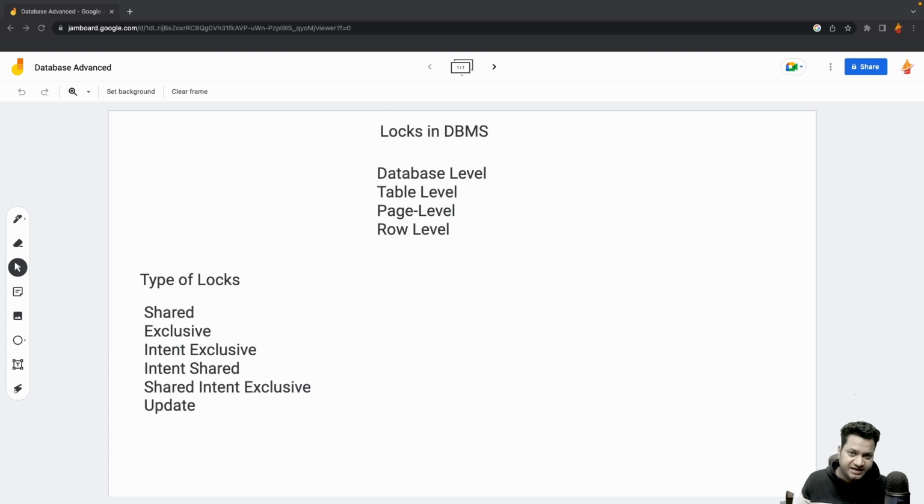Which means no write is allowed while a shared lock is active. Similarly, the other lock is the exclusive lock, where when a write is happening, no read should be there. It is a combination, and these are the most important locks available at database level or row level.